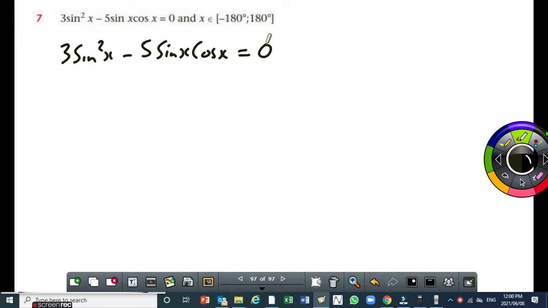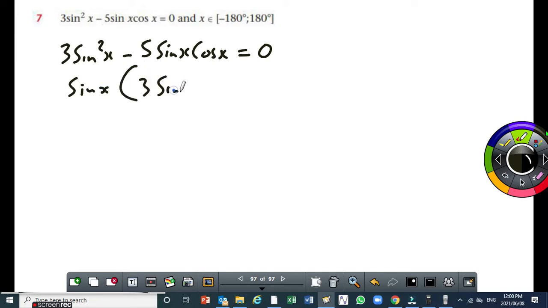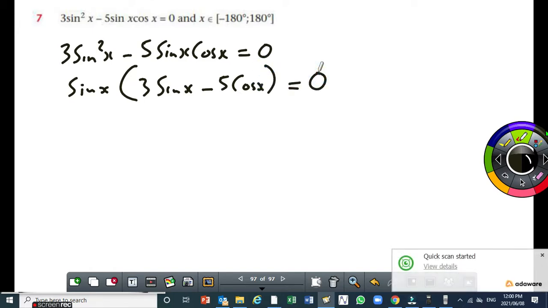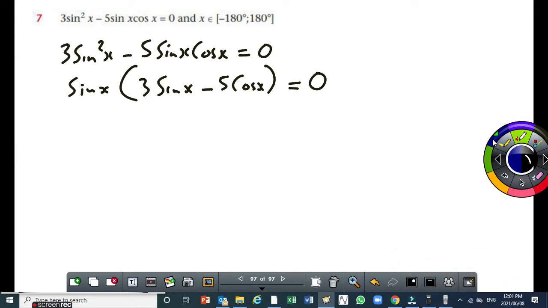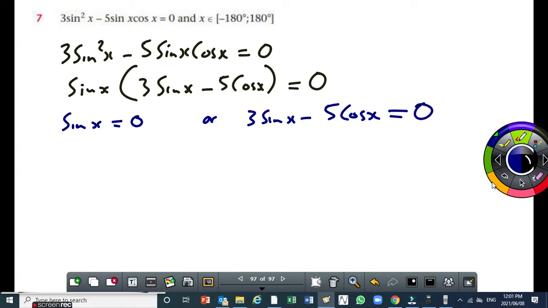So I'll take out the common factor, which is going to be sine x. So you end up having sine x times 3 sine x minus 5 cos x equal to 0. Alright? Then you equate each factor to 0. The sine x, you equate it to 0. The 3 sine x minus 5 cos x, you also equate it to 0. Right? So these are the two equations.